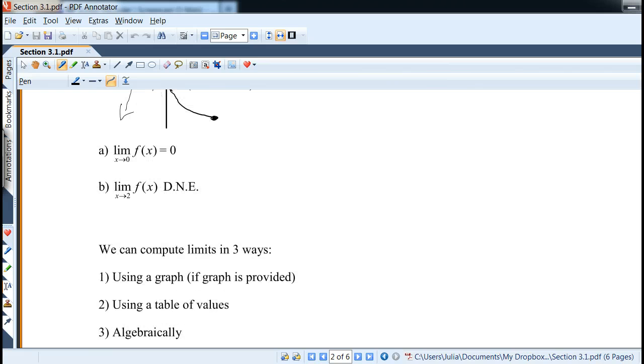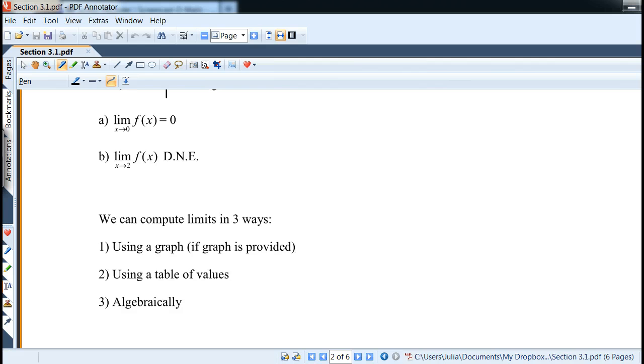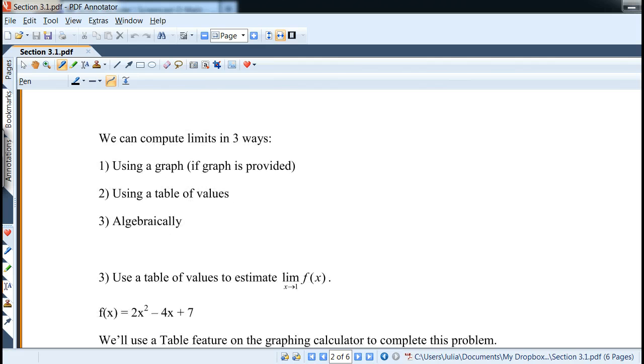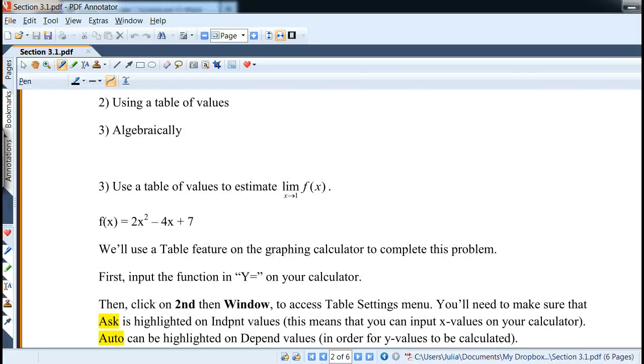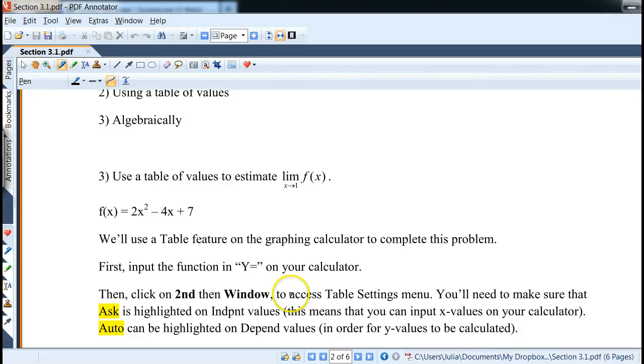So how can we compute a limit? We can do it in 3 ways: using a graph if it's provided, using a table of values, which is very handy to do with a graphing calculator, or algebraically, for certain functions given certain situations. So let's try a table of values. For example, if you're given an equation, what you can do is put it in as if you were to graph it, into y equals on your calculator.